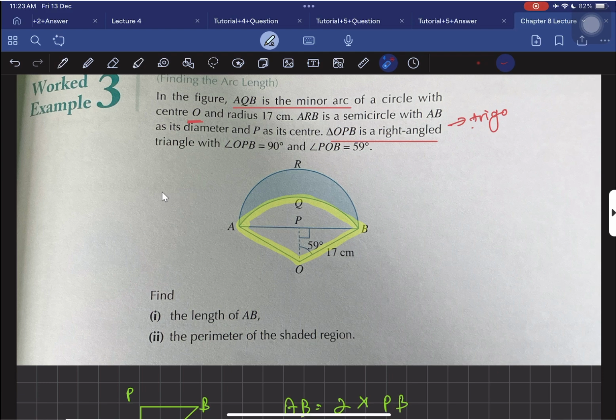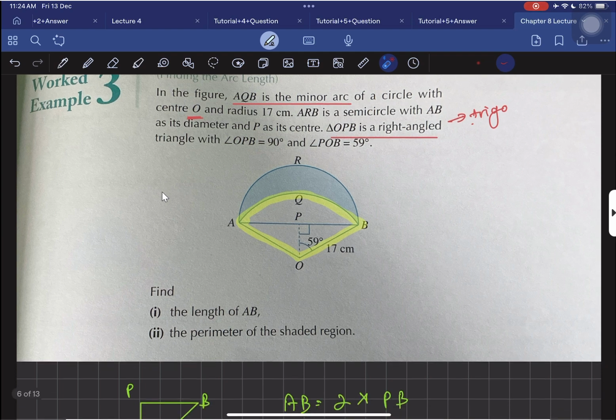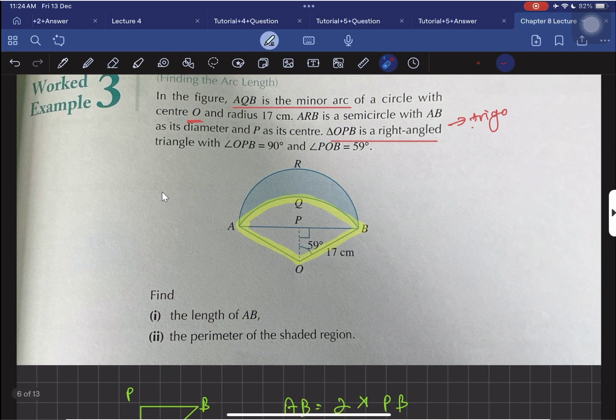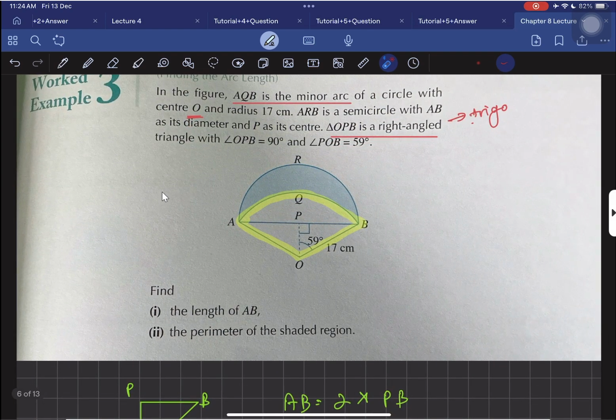Okay, so OPB is a right angle triangle and POB is 59 degrees. So again, if it's right angle, the first thing that should come to your mind is trigo. Yes, correct. Okay. So find the length of AB. So they want you to find this length.